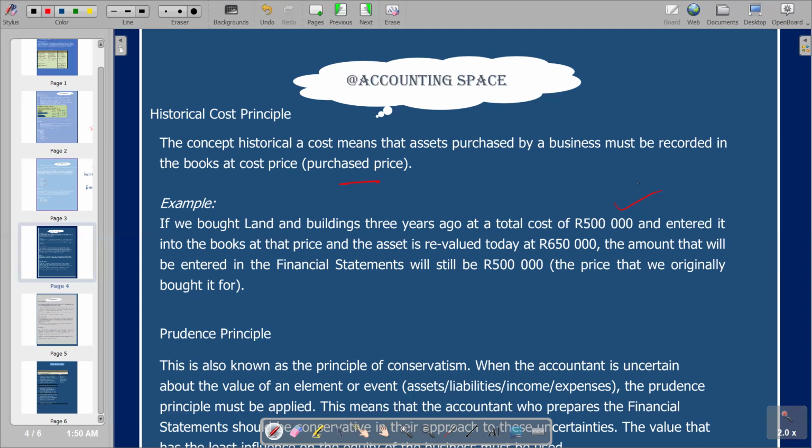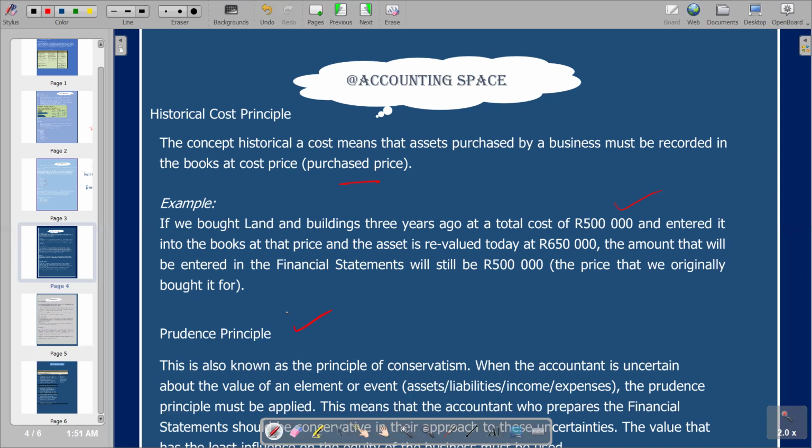So here we give an example whereby you've got the cost price of 500,000. Then after 2 years, the amount that is considered for recording in the books of accounts is 500,000, which is the cost price. So that's what we have in terms of the essence of the historical cost principle, whereby we're saying assets will be recorded at cost price.